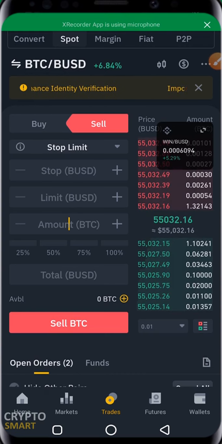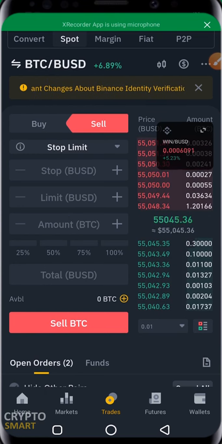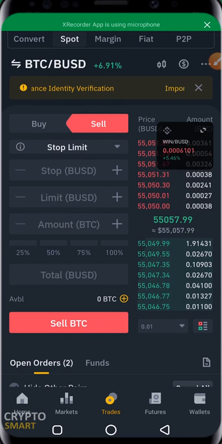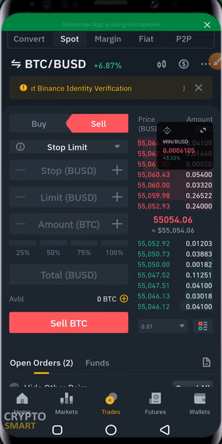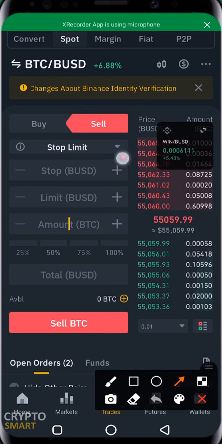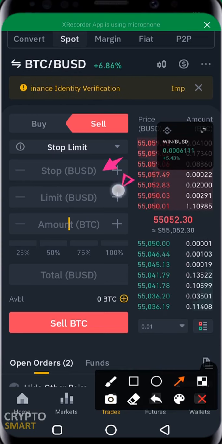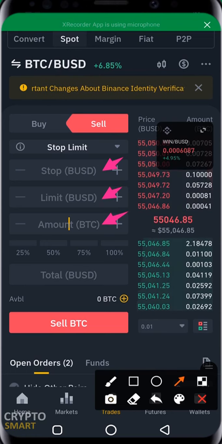In the last video that we did, we actually explained in detail what limit order is and what market order is. If you have not watched any of those videos, check it out in the description box below and watch it now. So for the stop limit order, we have this field here that says what? Stop BUSD. And we have this other field which says limit BUSD. And we have this other one which says the amount of BTC that you want to sell.